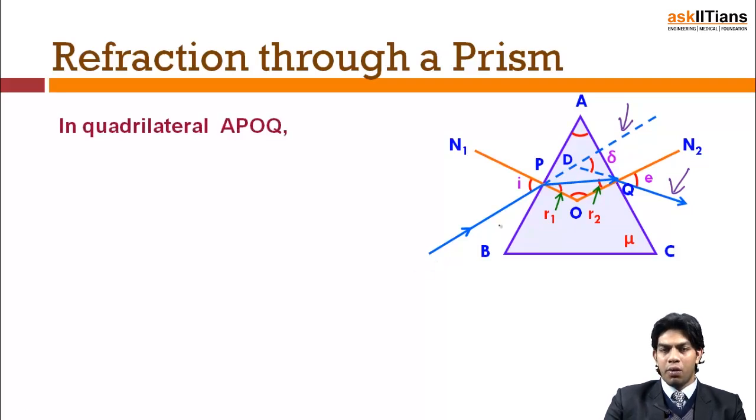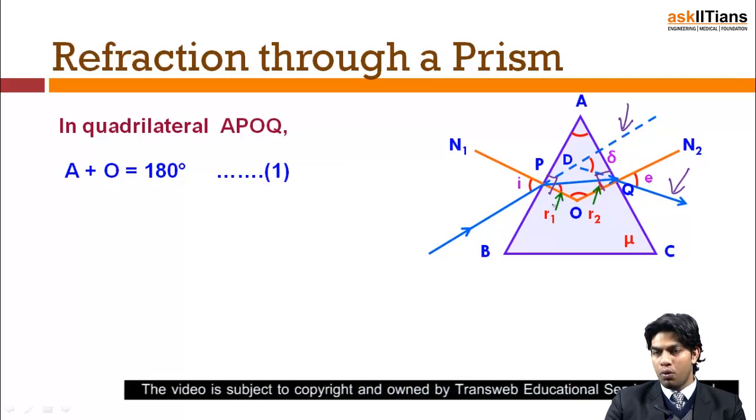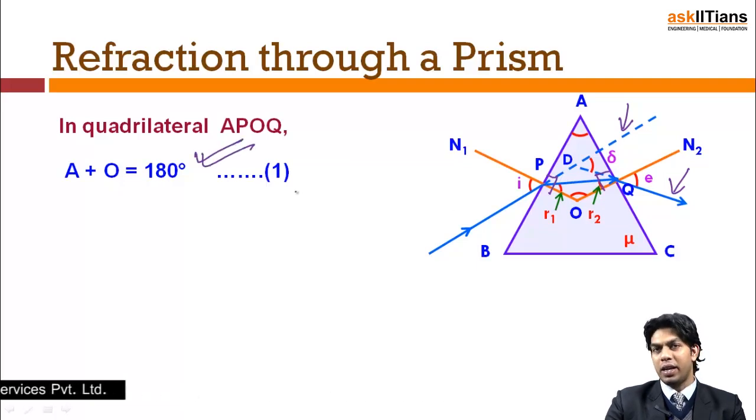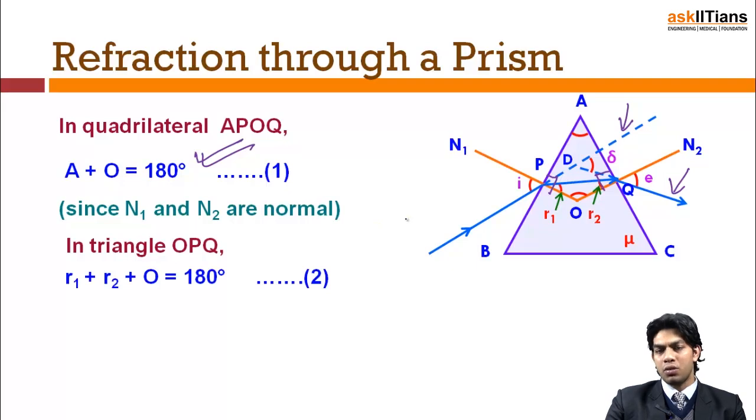So we consider the quadrilateral APOQ, and A plus O definitely gives me 180 degrees, because this angle, as you can see, is 90 degrees. This angle as well is 90 degrees. So angle APO and angle AQO are 90 degrees, because of which I have A plus O equal to 180 degrees. Then obviously, since N1 and N2 are normals, I have those angles to be 90 degrees. In triangle OPQ, I have R1 plus R2 plus O equal to 180 degrees. That is simple. The sum of the angles of a triangle adds up to 180 degrees.